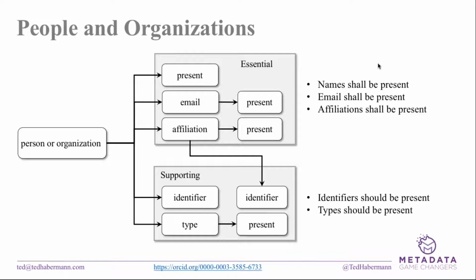My question back to you is: is it useful to make that distinction? Or should we just make everything essential, so that having a title or a person's name is just as important as having their type or their identifier?